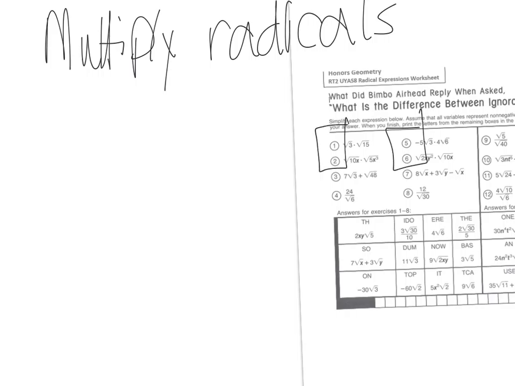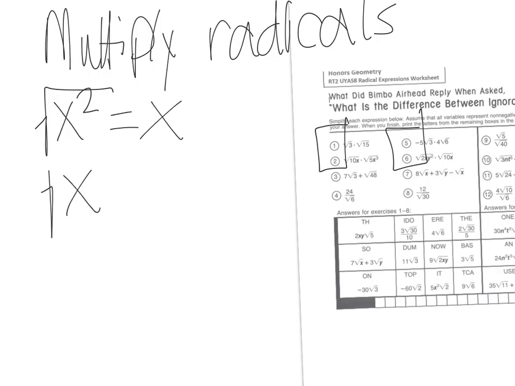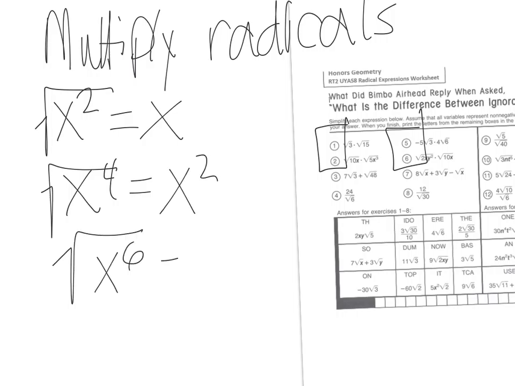There's a couple of things you need to remember. First of all, if you take the square root of x squared, you end up with x. If you take the square root of x to the fourth, you end up with x squared. If you take the square root of x to the sixth, that's x to the third. That's true because the square root is the same as the power to the 1/2 power.